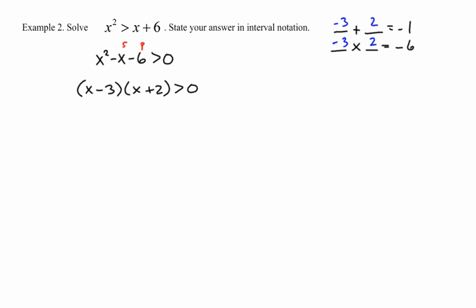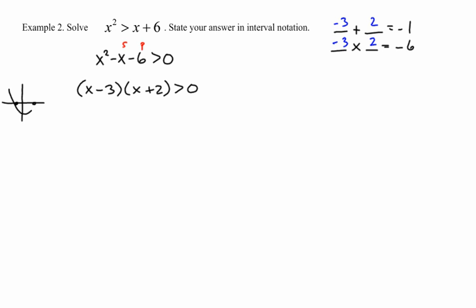So what does that do for us? Well, it gives us our critical values. So where would the graph change from positive to negative? And that's always at our zeros, right? If you think of our function, our x-intercepts, if you had some function, so this one's opening up, and it has a y-intercept of -6. So very roughly sketching this function, x-intercepts are 3 and -2.